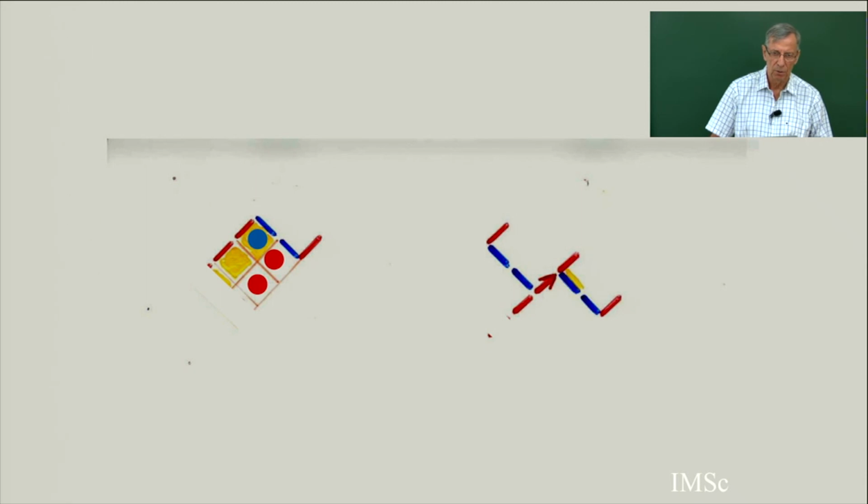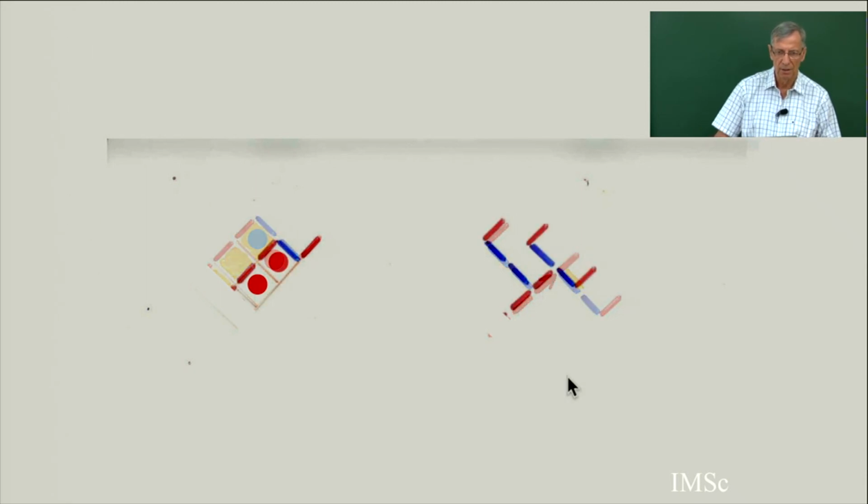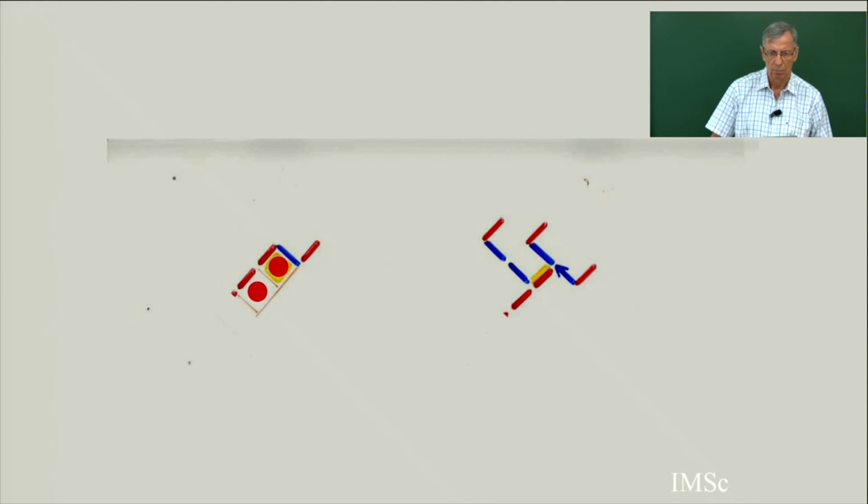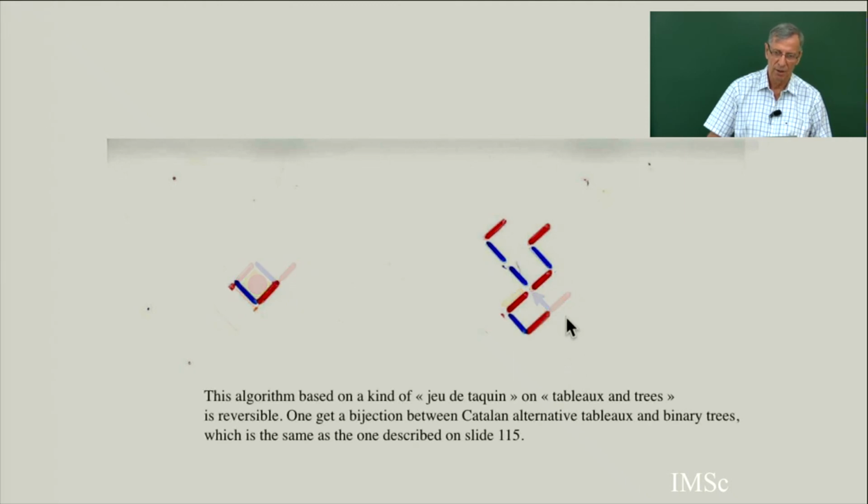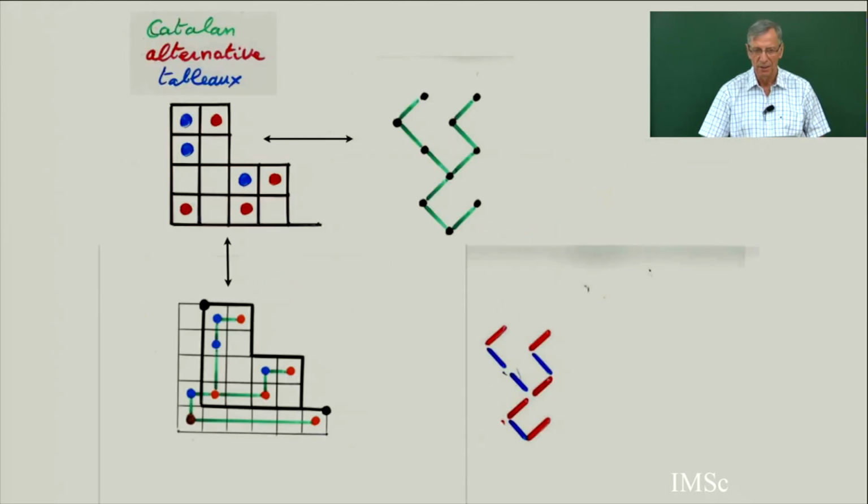And you continue, so there is only one such vertex. And at the end, you get a binary tree here. And what remains here is, in fact, the left branch and right branch of the binary tree, which is exactly what remains of the border of the Catalan alternative tableau. And I claim that this algorithm gives you exactly the same thing as this algorithm.